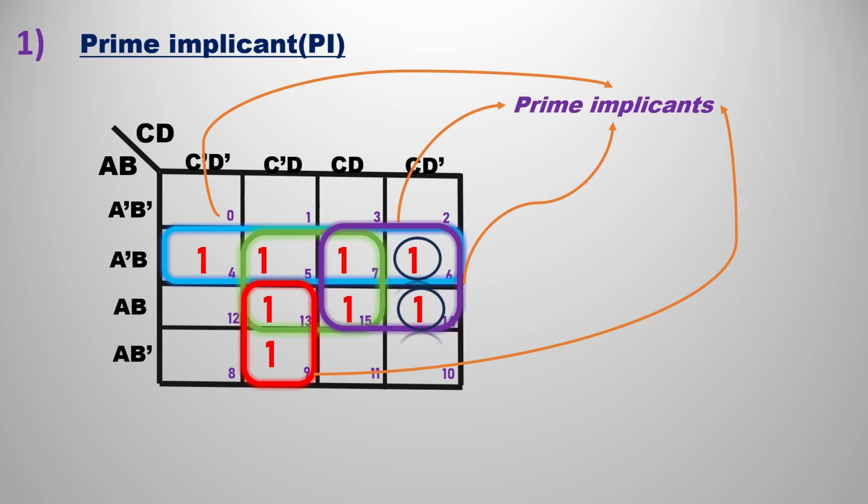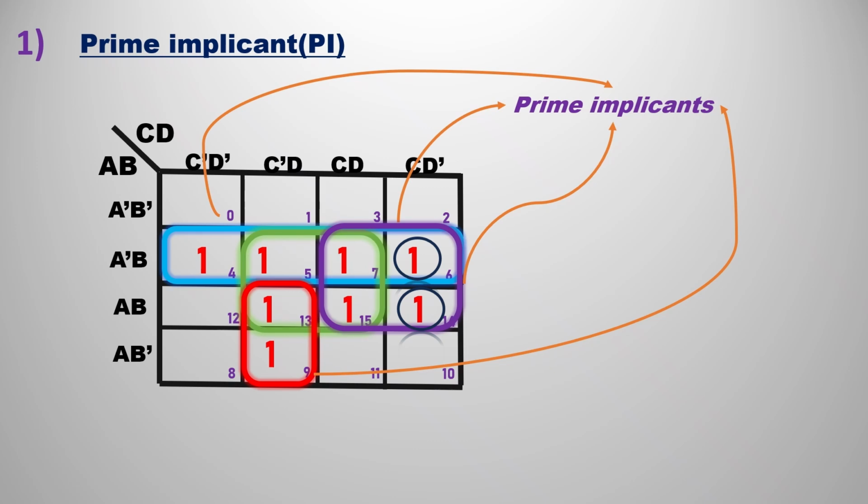So if you consider the purple box, that is also known as a prime implicant. The 6th position and the 14th position are highlighted as ones. Because these two ones are not sharing anything in common with the other prime implicants, this is also known as an essential prime implicant. So the purple box is also an essential prime implicant.